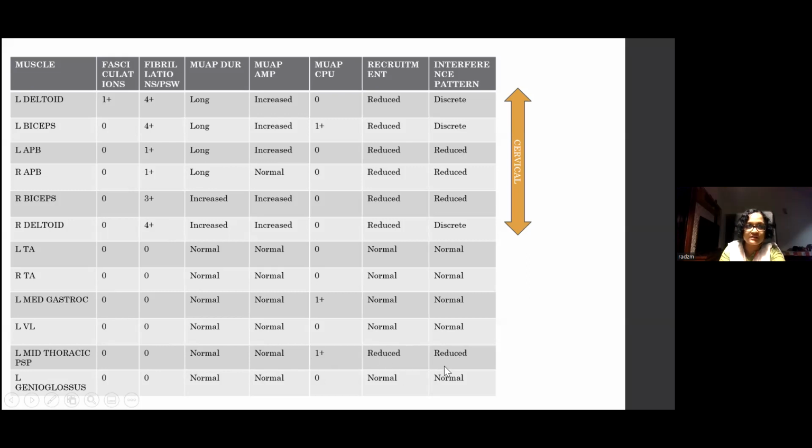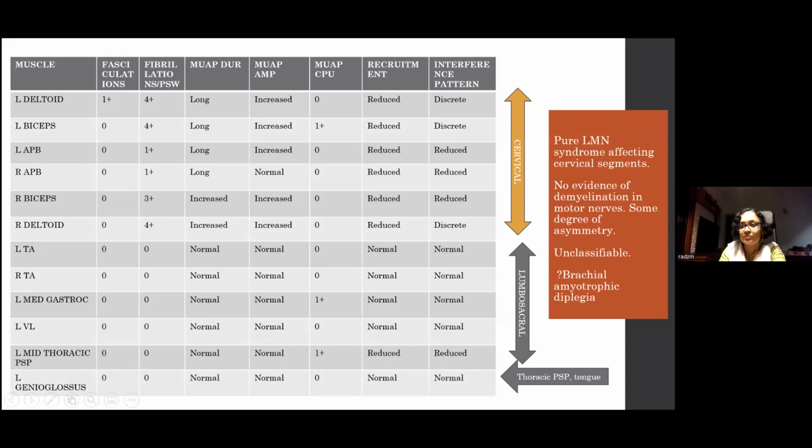There is reduced recruitment, reduced interference patterns, but there is no active denervation. In the absence of active denervation, we cannot denote this region as being abnormal. We need active denervation. So essentially thoracic paraspinal muscles, as well as bulbar, genioglossus or tongue, as well as lumbosacral, is negative. So you just have one region with lower motor neuron dysfunction. So it's a pure lower motor neuron syndrome affecting cervical segments.